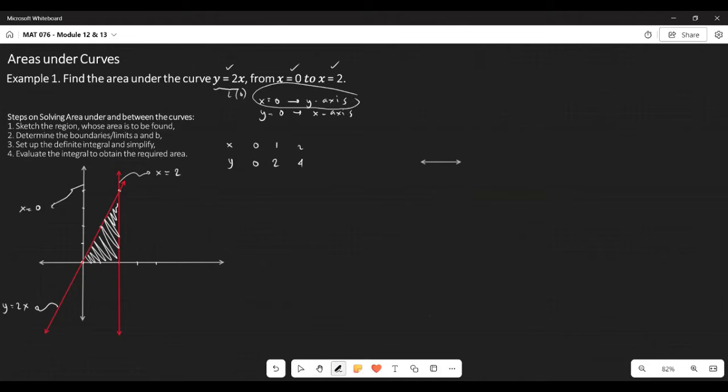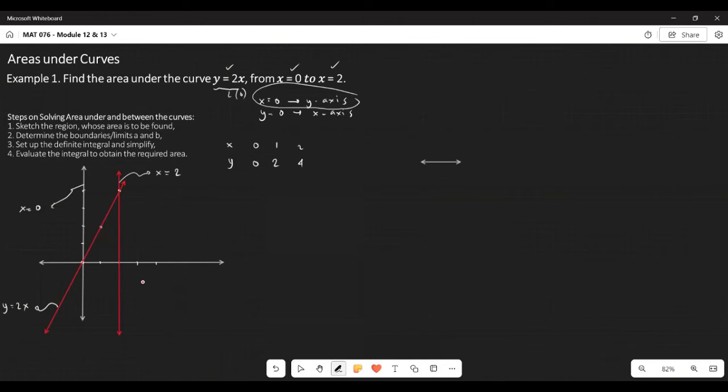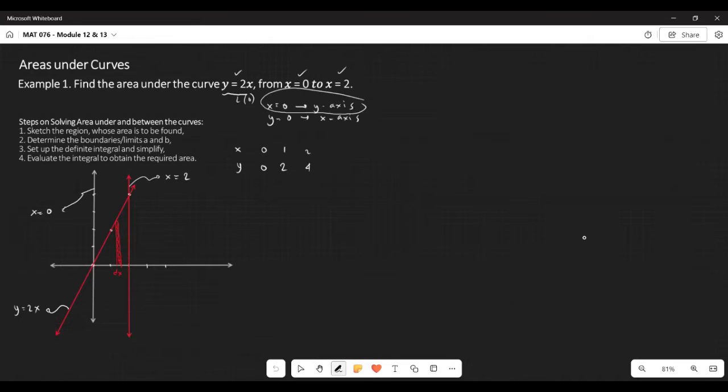Earlier we had the concept of strips, right? So let's put the strip here. The strip is very thin. That is our dx. Since it is standing up, dx is our strip. Okay, so now we have the region. We have graphed the given function. Next, we determine the boundaries or limits, A and B.